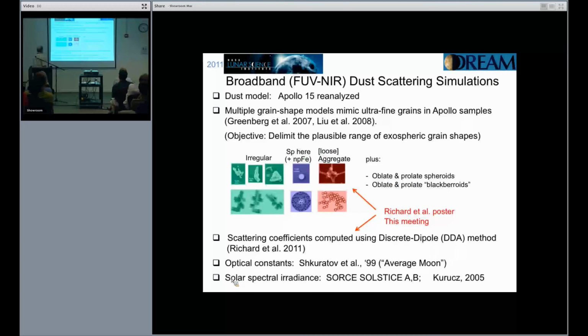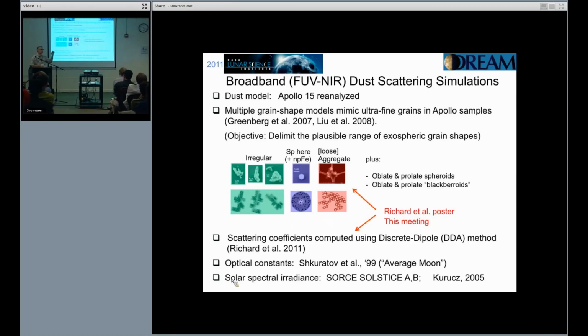Now, how do we simulate the spectrum that these instruments will see? How do we put that together? We gave up Mie scattering some time ago. Mie scattering refers to scattering by spheres, and we don't know what the shape of the lunar grains will be. They could be a range of things.